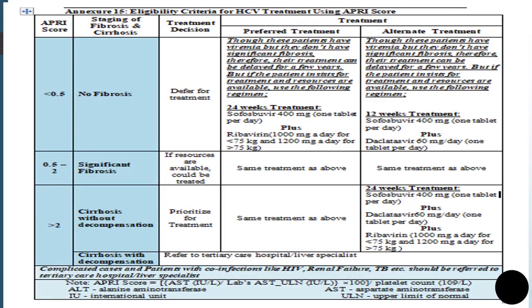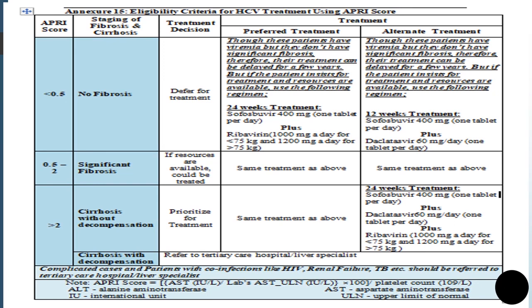This is the chart which will be helpful in deciding the treatment of patients based on their APRI score. In a patient who has less than 0.5 APRI score, there would be no or minimal fibrosis and treatment can be deferred based on the resources available.